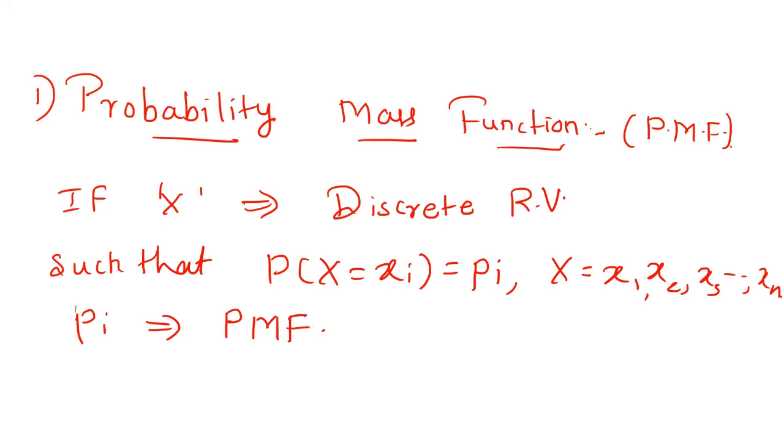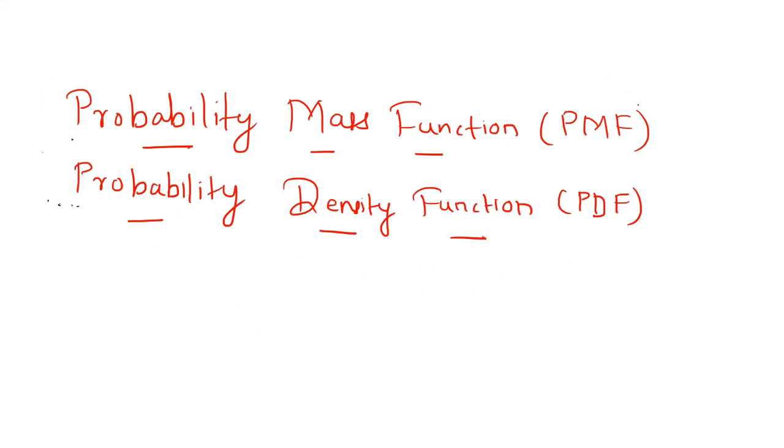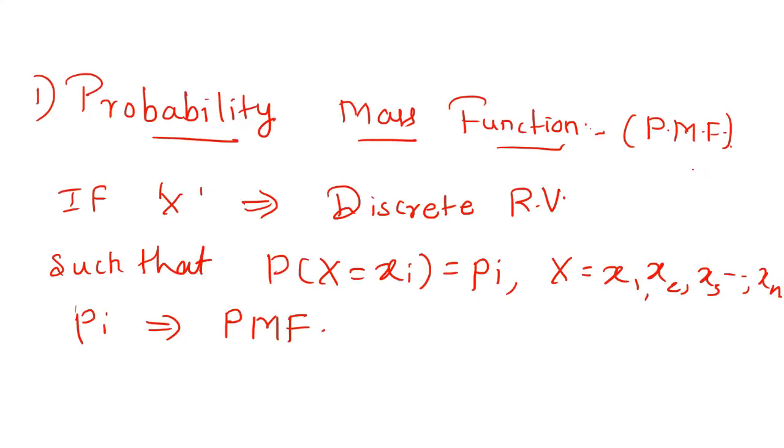So there are two important concepts that we are going to learn today. One is the PMF, the other is the PDF. Talking about PMF, the probability mass function: if x is a discrete random variable such that P of x is equal to xi is equal to pi, that is, x is taking different values x1, x2, x3, xn, then this pi is called the probability mass function. We'll try to understand it further, but this is the definition.